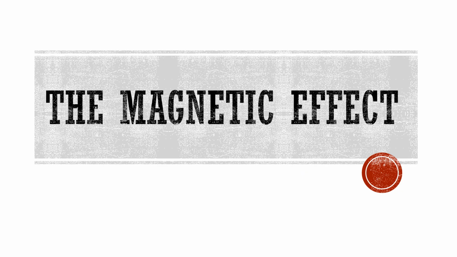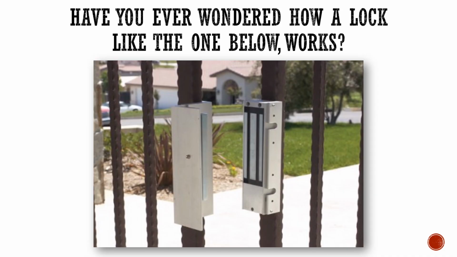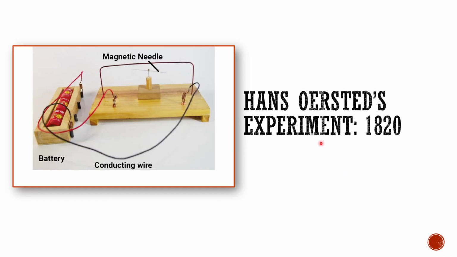Now, secondly, we are going to look at the magnetic effect of an electric current. Now, the question here is, have you ever wondered how a lock like this one in the picture works? You've seen these locks on doors and on gates, and how do those locks work? Now, the scientist who discovered this was Hans Oersted, and he did an experiment in 1820 already, many years ago.